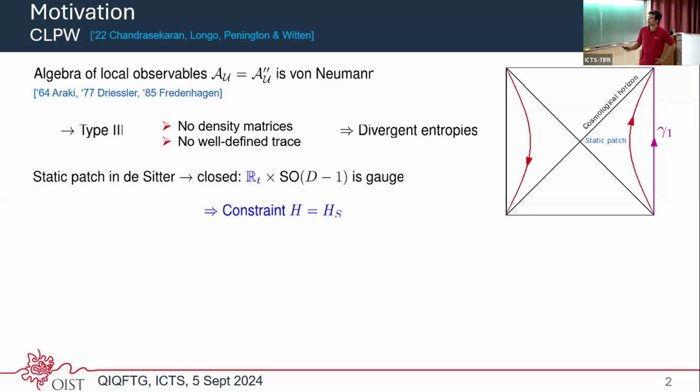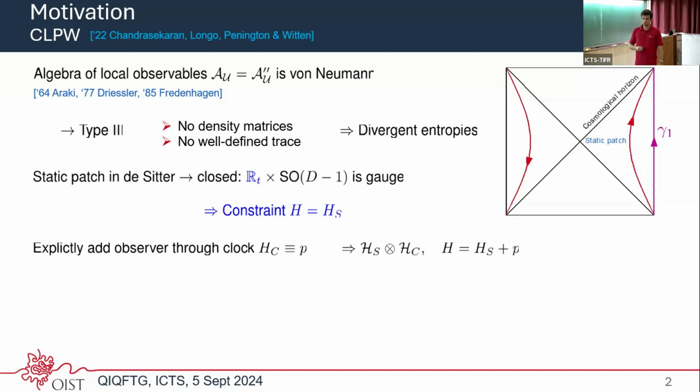But it turns out if you look at the algebra of gauge invariant operators, so you apply the constraint on the algebra, that algebra is nicely type 1, but it's just the identity component, just complex scalars. So it's very boring because we cannot really measure anything.